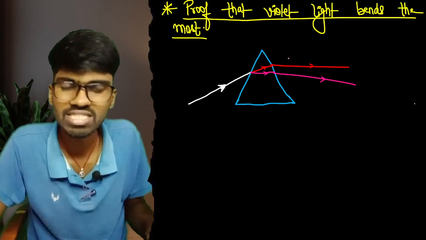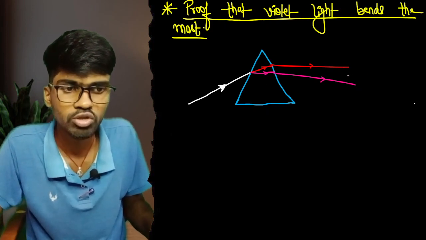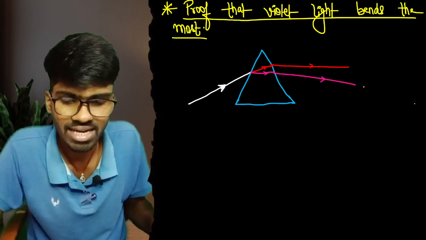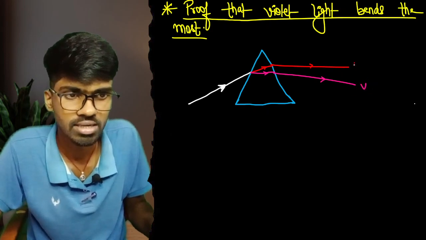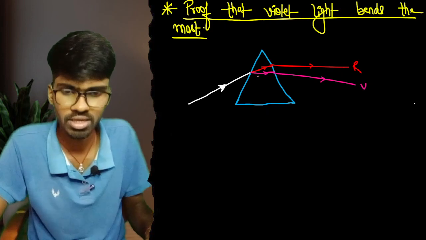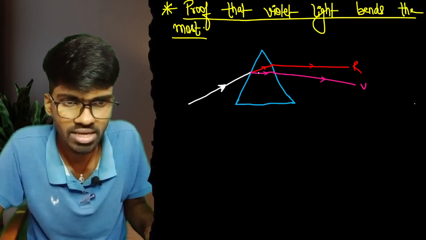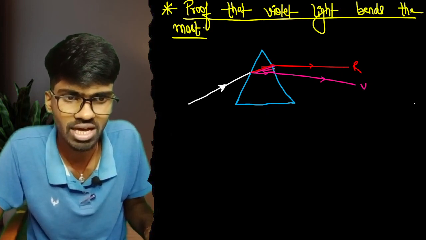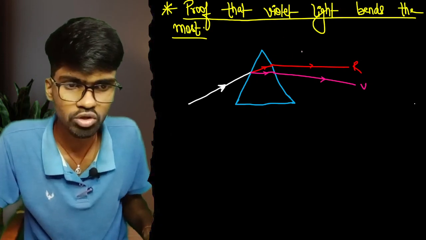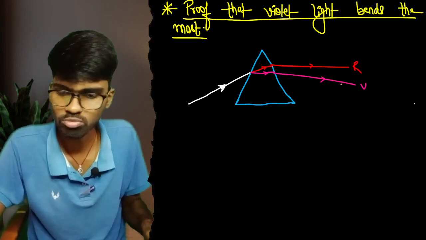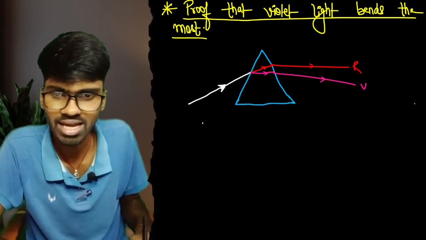So all the 7 colors form over here. So we need to prove that violet light, meaning this light, bends the most and red light bends the least. Okay, in between all the lights will be there. All the colors which are in VIBGYOR will be present between red and violet. So we need to prove that violet bends the most. So let us start our analysis.